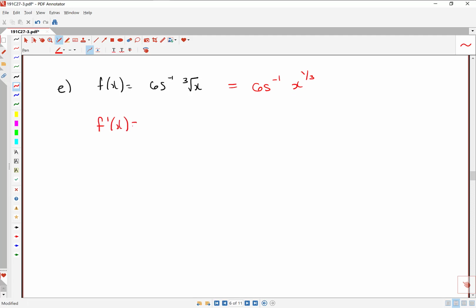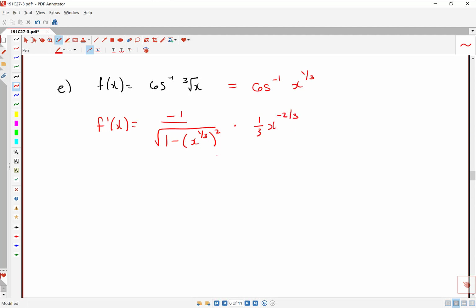Okay, so let's think about our derivative. Our outside function is the arc cos function. So our derivative is going to look like minus 1 over the square root of 1 minus something squared, where something is our inside function. And then we need to multiply by the derivative of our inside function. So derivative of x to the 1/3, 1/3 x to the minus 2/3.